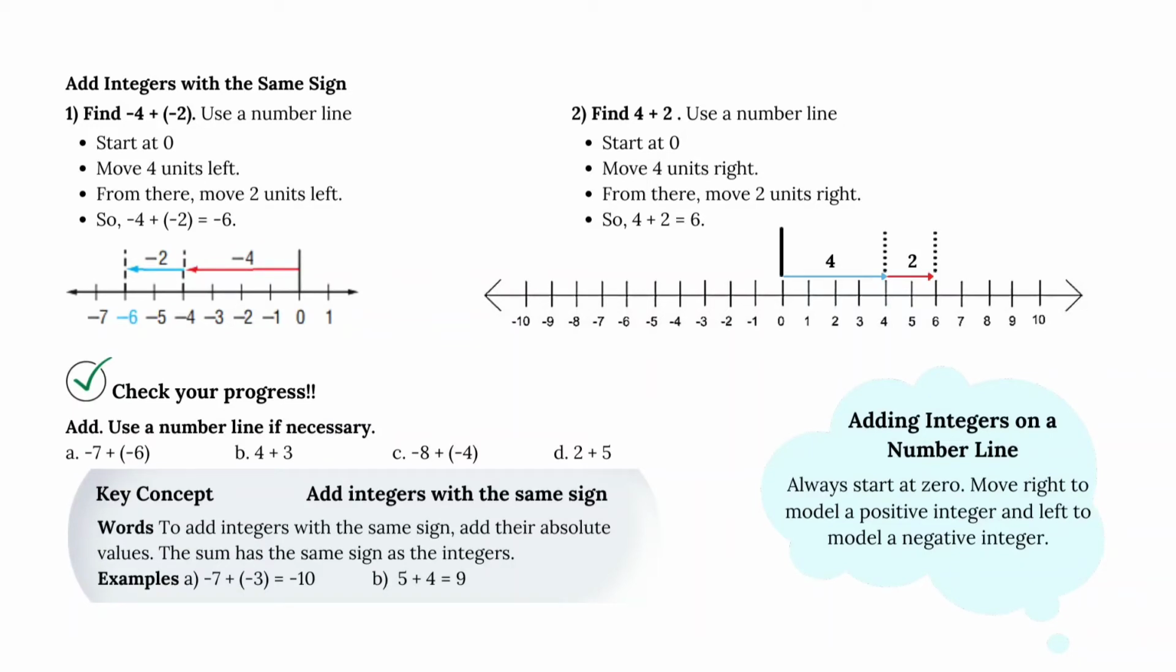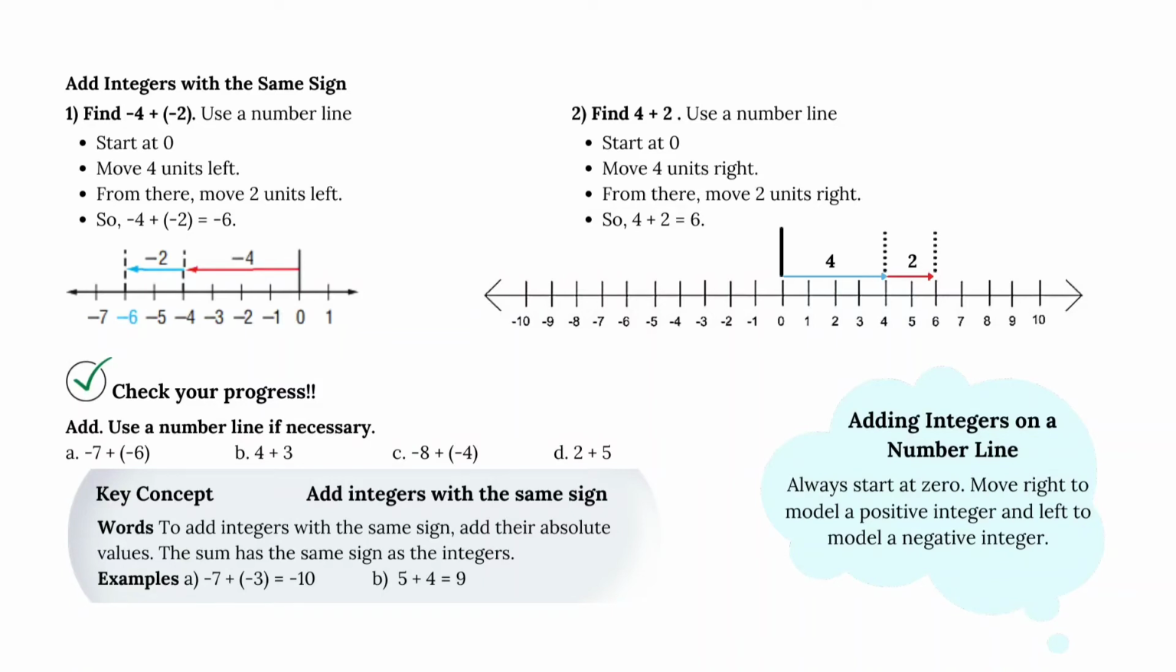From the above examples and the solutions you got when you checked your progress, have you observed that whenever we have two negative numbers, we move towards left, and whenever we have positive numbers, we move towards right? We are moving towards one direction only when we have same signs. By this, let us understand the key concept, that is, to add integers with the same sign, add their absolute values. The sum has the same sign as the integers.